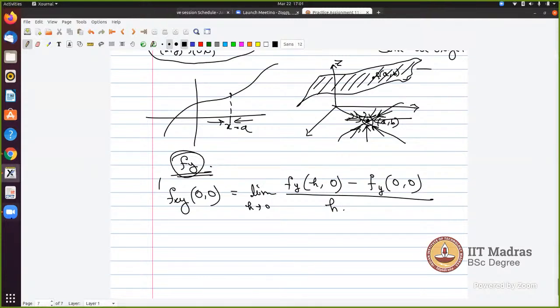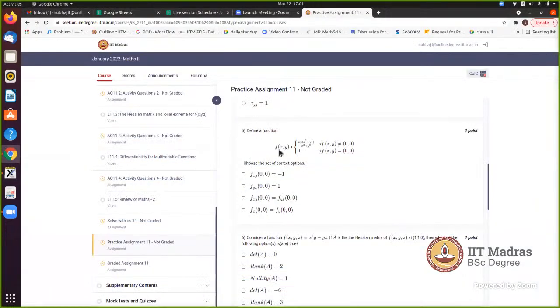Sir, you know what fxy is when it is not the origin. You differentiate it with respect to y. Then I need to find fy for that, and then I put h comma 0 there. Okay.